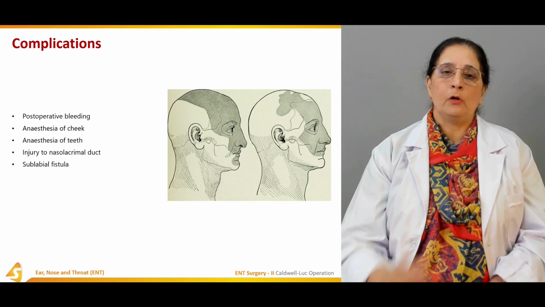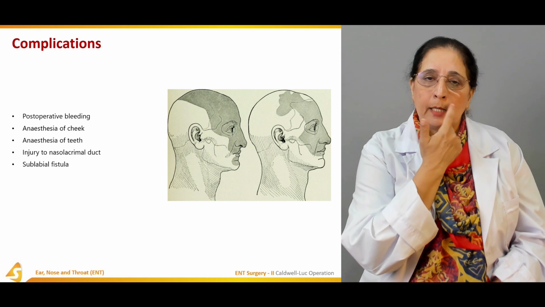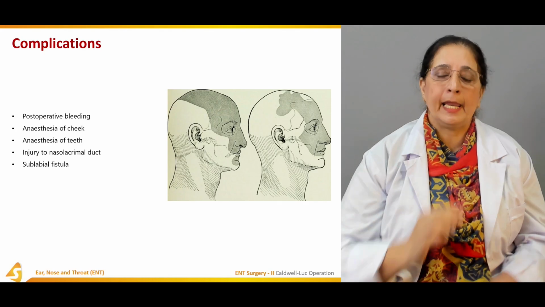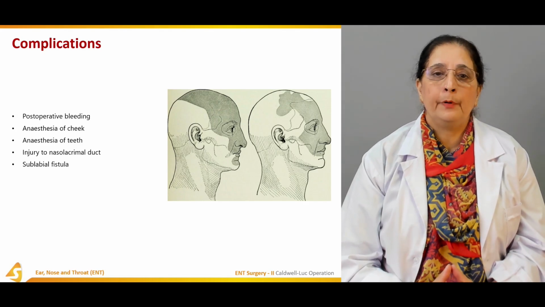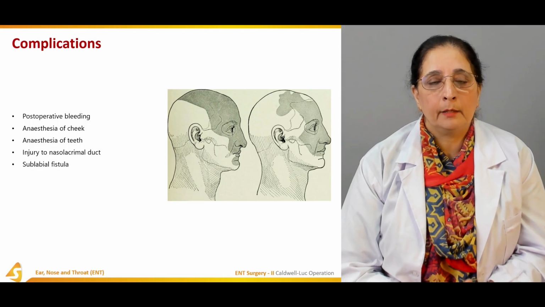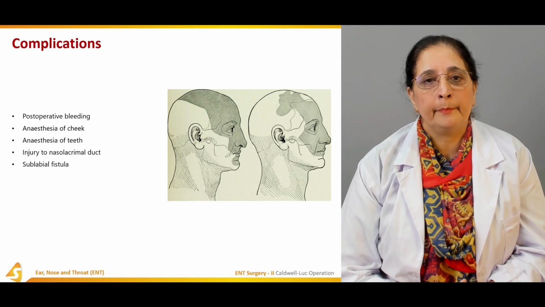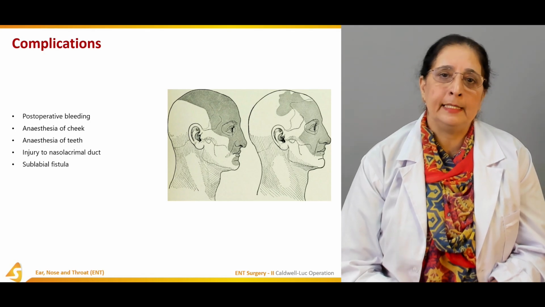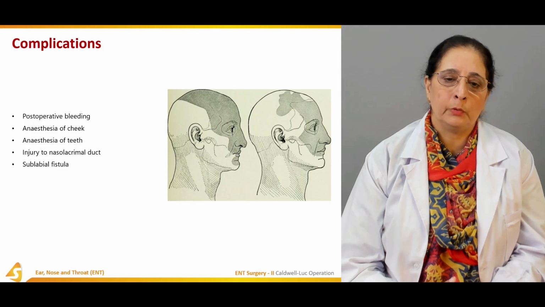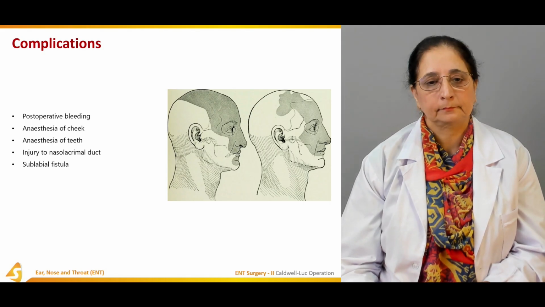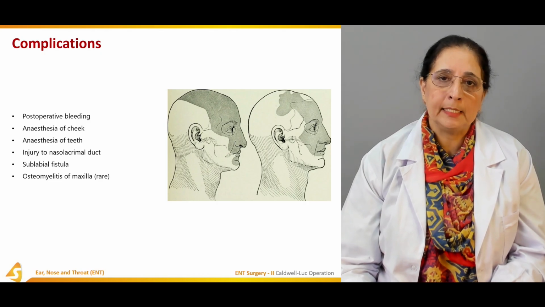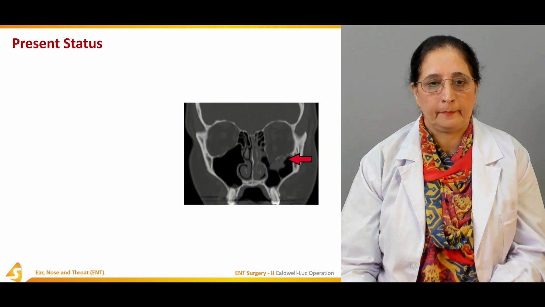Sublabial fistula: because the opening is created through the sublabial approach, below the lip, a fistula can form, a permanent opening between the antrum and the oral cavity, that needs to be repaired. So formation of a fistula is also a complication. Osteomyelitis of the maxilla can occur, but this is a rare complication.